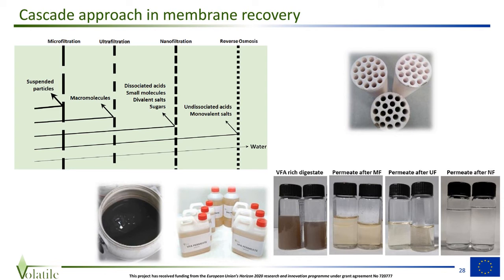So it's done by a cascade process, by microfiltration and ultrafiltration, which remove suspended particles and macromolecules. Then we have a nanofiltration system to remove sugars and divalent salts. And then finally, of course, you have the reverse osmosis, where we remove water so that you end up with a high concentration of these volatile fatty acids. And here you can see some pictures of the membranes that were used, but also of the products.